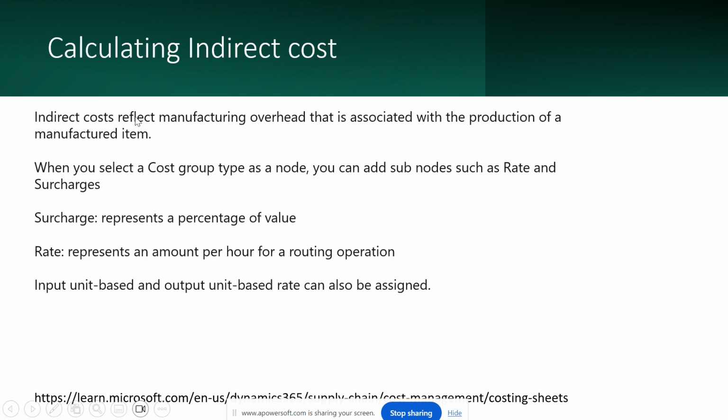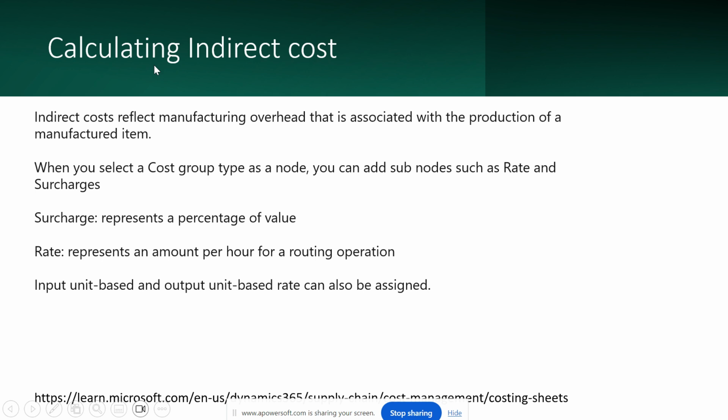And then the second part here is calculating the indirect cost. We said the first main objective is to segment the different cost items into respective categories. But the second most important objective is calculating the indirect cost. So the indirect cost reflects manufacturing overhead that is associated with the production of the manufactured item. So this can be, like I said, your admin expenses or selling expenses or manufacturing expenses, or simply electricity charges, which are basically not directly related to the manufacturing of the item, but indirectly related to your cost.